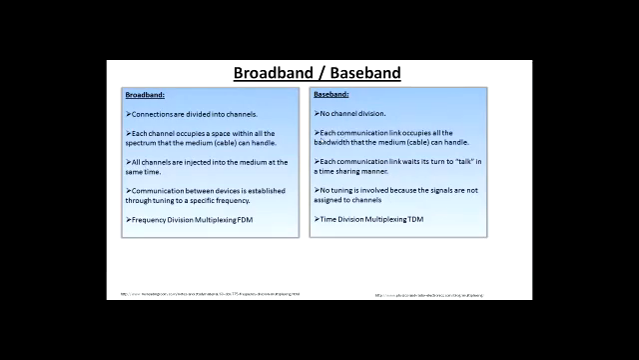Now, comparing to baseband, each communication link occupies all the bandwidth that the medium can handle. So when you have time division multiplexing or baseband, you don't need to have a cable that is capable of all the frequencies. You just need to have a cable that is capable of transmitting one channel. That's the bandwidth you need to be transferred to that cable, because the time switching happens. One listens to just one client at a time, and the switching happens all the time, synchronously. Right?